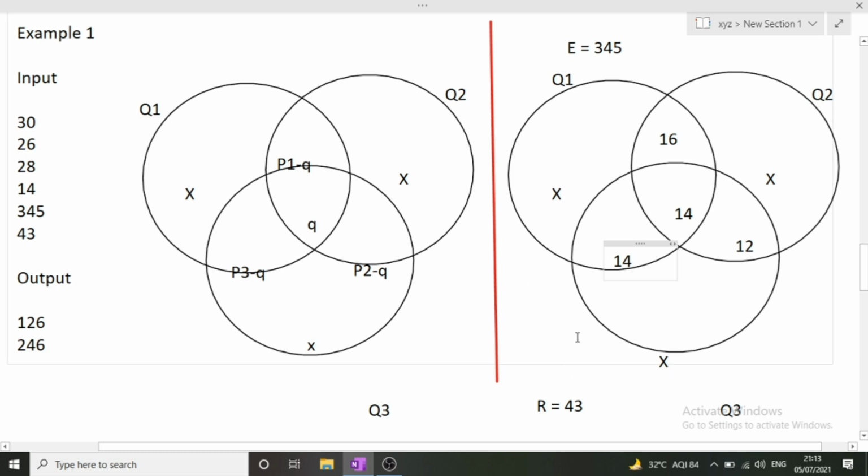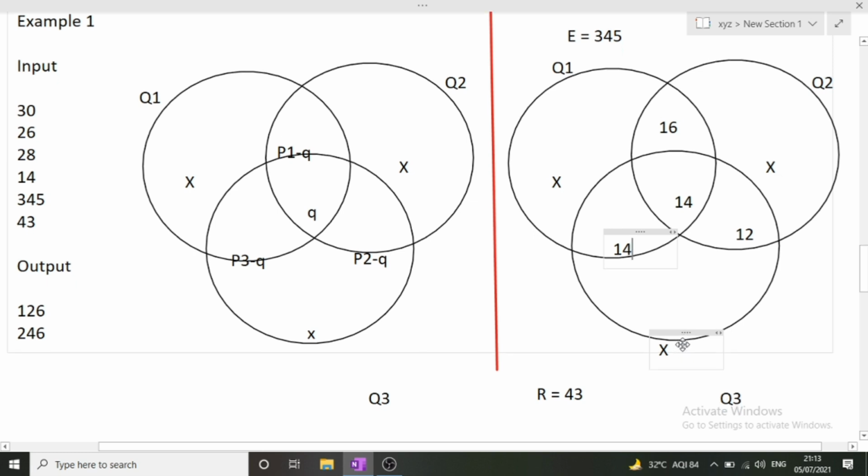Now the second thing we have to find was the people who have done exactly one question, that is X plus X plus X, that is 3X. Again, that is not possible to find because we do not know the value of X. Now here comes the logic of how we will find it.